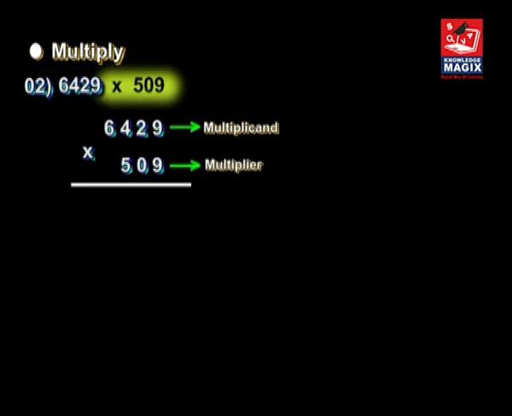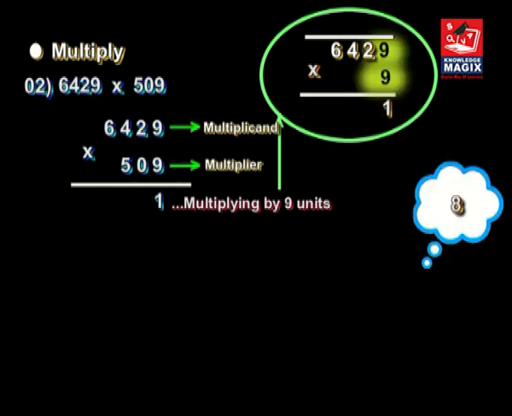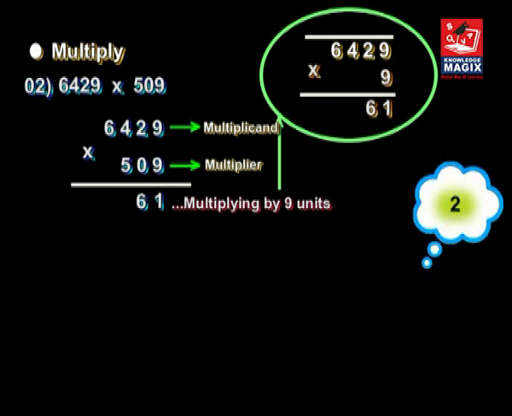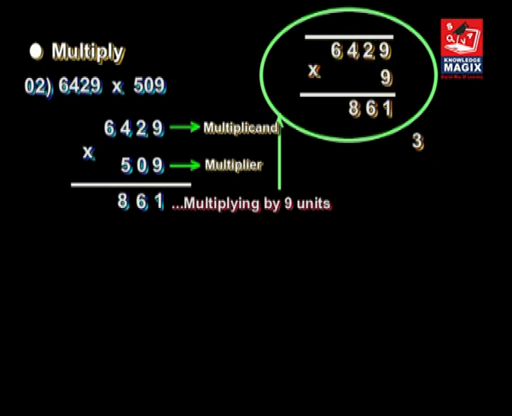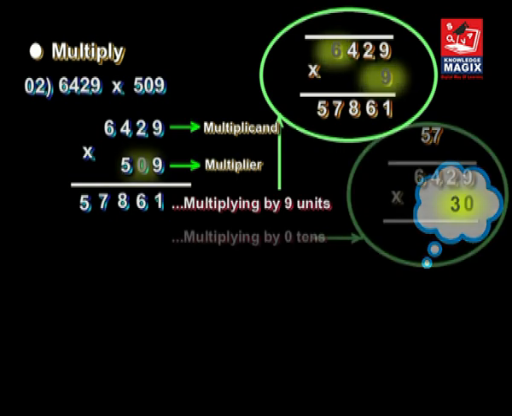6,429 multiplied by 509. First we'll multiply by 9 units. 9 nines are 81. 1 is written, 8 is carried over. 9 twos are 18 plus 8, 26. 6 is written, 2 is carried over. 9 fours are 36 plus 2, 38. 8 is written, 3 is carried over. 9 6 are 54 plus 3, 57.